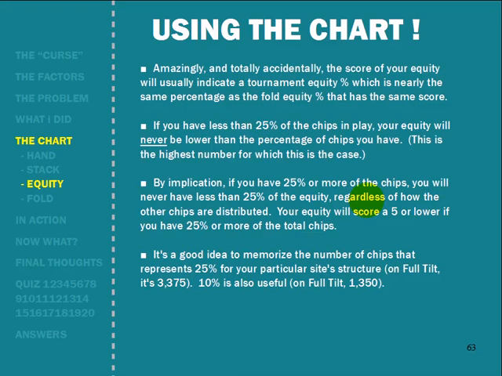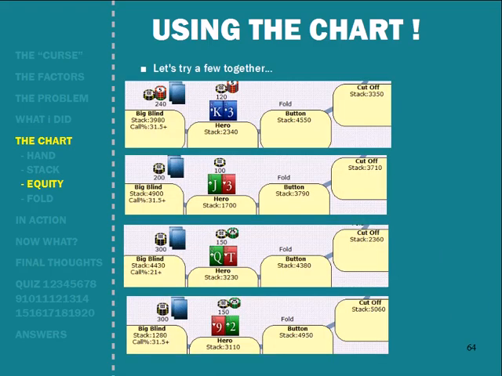10% is also a useful number. On a full tilt, that's 1,350 chips. So if you have 10% of the chips on the bubble, you'll never have less than a tournament equity of 10%. You can work out whichever ones you find useful, 20%, 15%, how many chips that would represent, and I find that to be very useful.